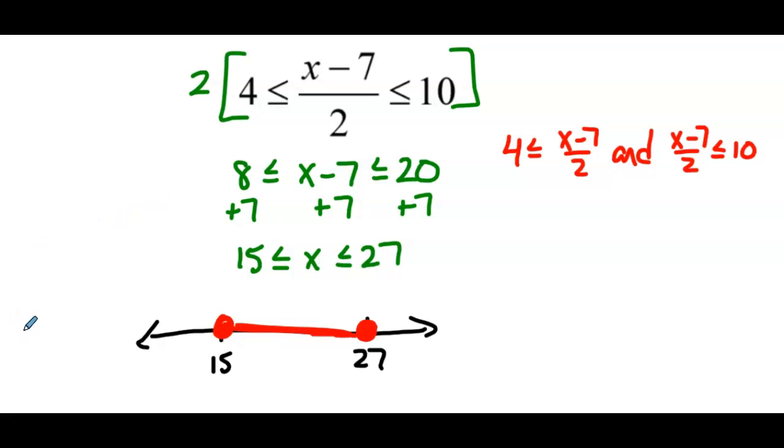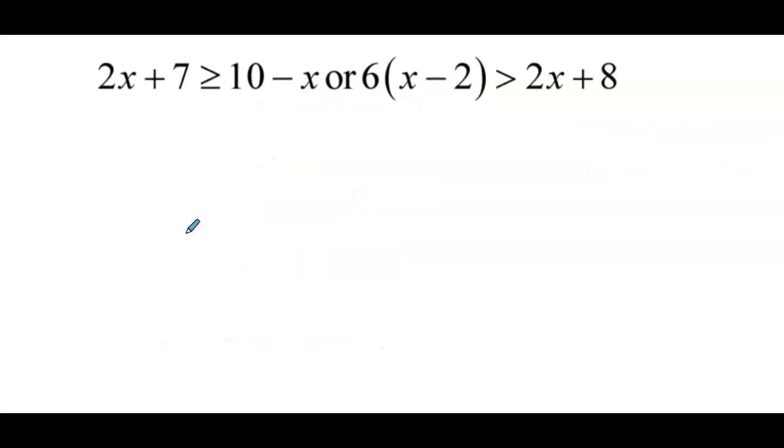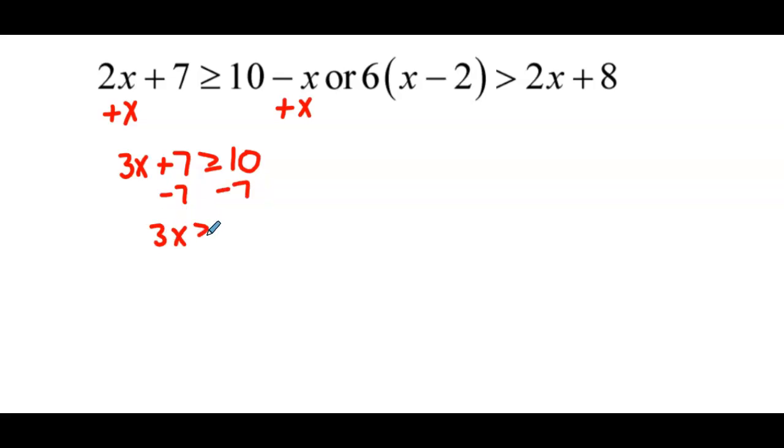Okay, 2 more to go. A lot of details in this video. 2x plus 7 is greater than or equal to 10 minus x. So we'll start by adding x on both sides. 3x plus 7 is greater than or equal to 10. Subtract 7 on both sides. 3x is greater than or equal to 3. Divide both sides by 3. x is greater than or equal to 1.